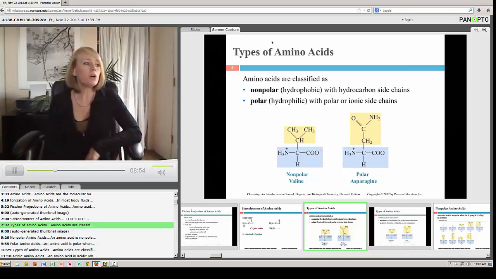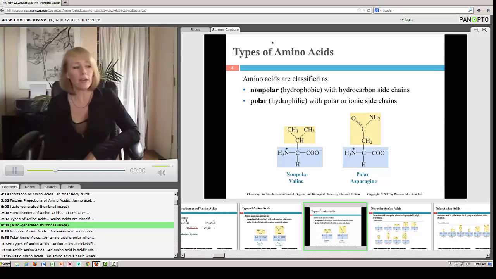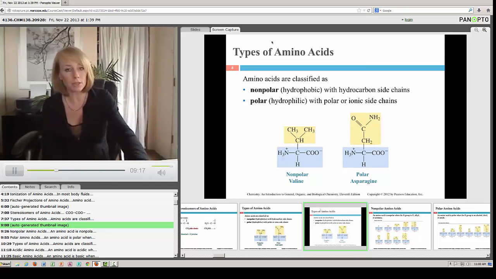Okay, so the nonpolar amino acids include glycine, alanine, valine, leucine, isoleucine, phenylalanine, methionine, proline, and tryptophan. Methionine, by the way, is also one that usually is derived from meat, so you need to make sure if you're a vegetarian that you get enough methionine in your diet from particular types of fruits, vegetables, and other things that you might ingest when you're a vegetarian.